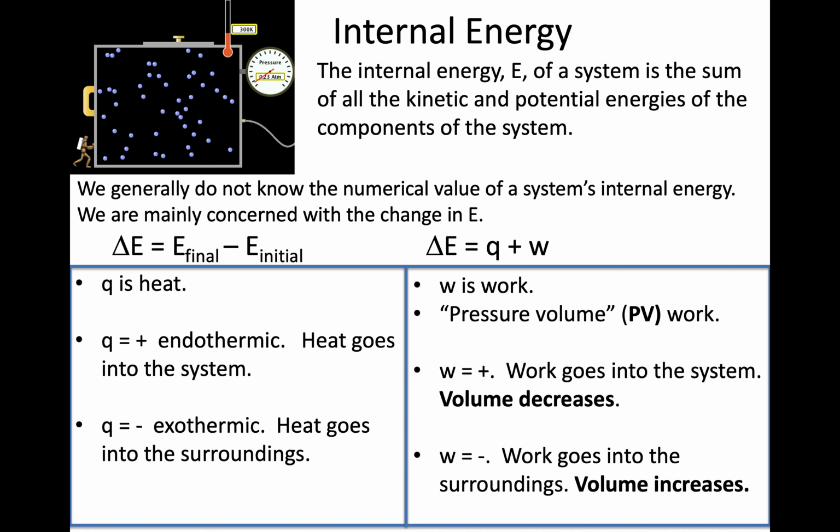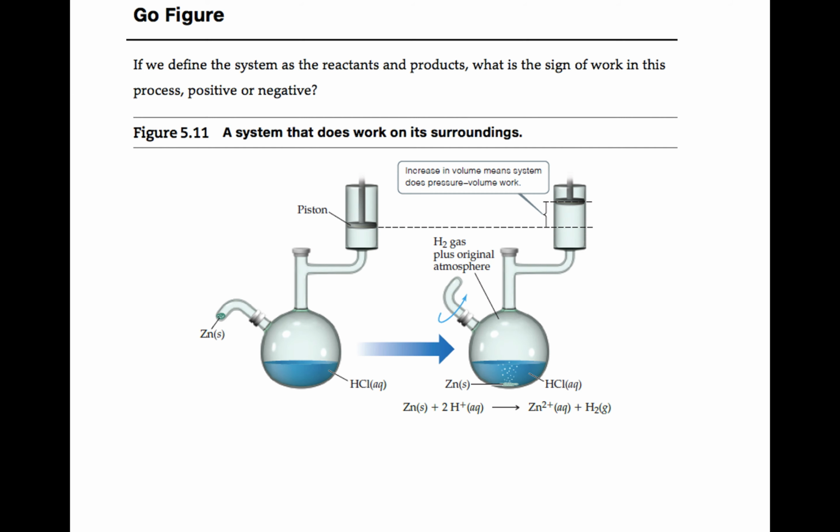We also had the designations for work. Key thing we're looking at there is to consider, is there a change in the volume? When the volume of the system is decreasing, when it's getting squished smaller, work is going into the system. That was work with a positive sign. When the system's volume is getting larger, the work was negative. We looked at different scenarios. Here's an example, where we're seeing a reaction take place, and we see how the system is pushing against this piston and expanding it. PV work is being done. I would say the work in this case is negative. The system is doing work on the surroundings.